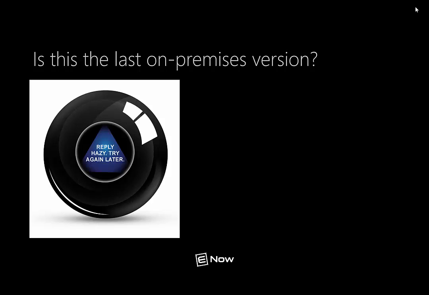Here's the big question, right? People ask this all the time. And they ask it about SharePoint. They ask it about Exchange. Interestingly, they don't seem to be asking it as much about Skype. I'm not sure why that is. It'd be a fascinating debate to have over a beer at Ignite. For those of you who are going, please feel free to come find me at the eNow booth and let's talk about it.